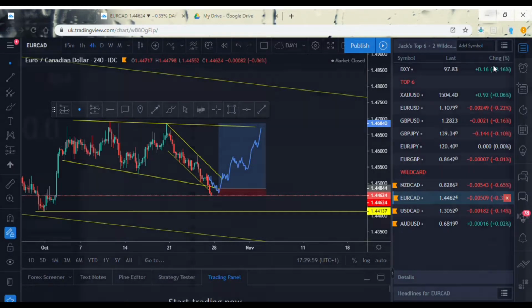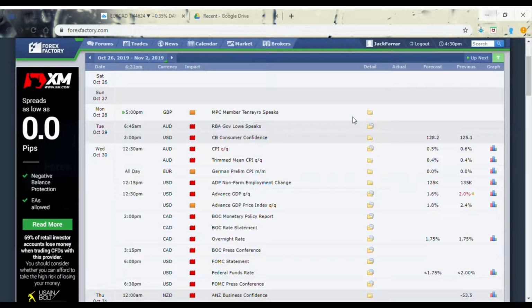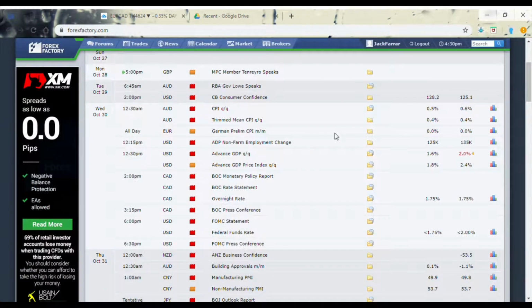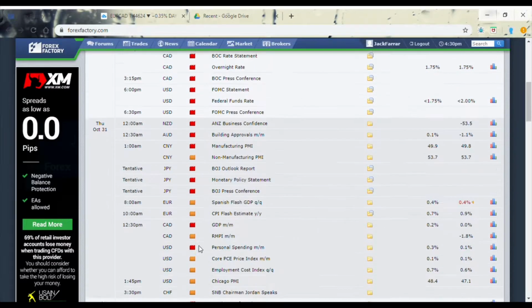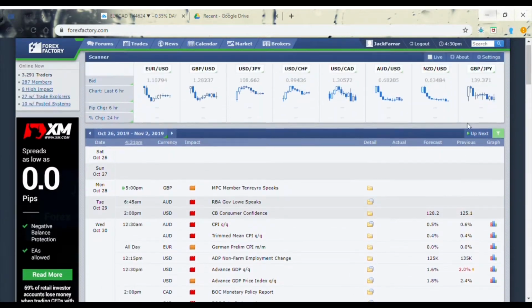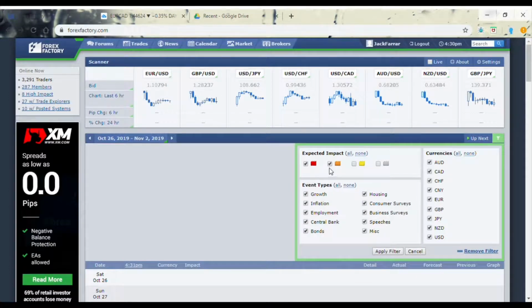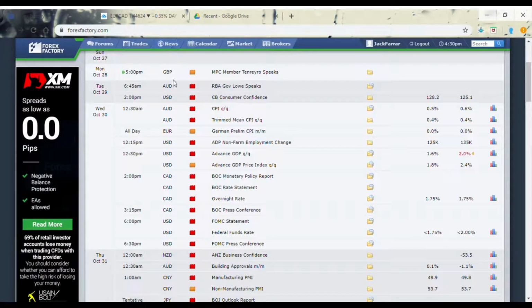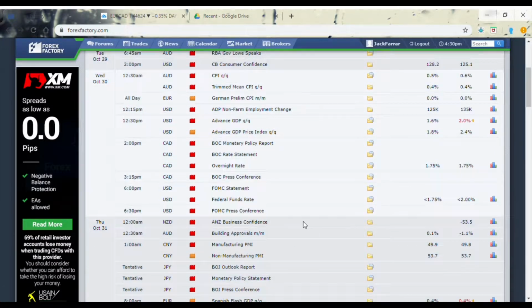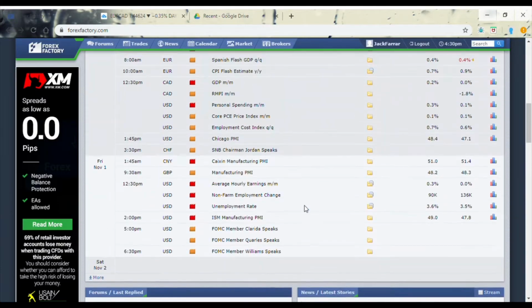Let's get right into it now. Of fundamental drivers that are going to impact the pairs that we're looking at. As you can see, I've filtered it on Forex Factory, which you just click this little funnel right here and select the orange and the red expected impact news, and basically that'll filter all the ones that are probably going to affect the ones you're looking at.